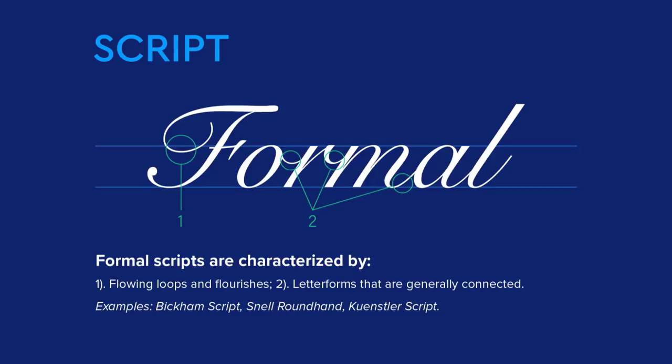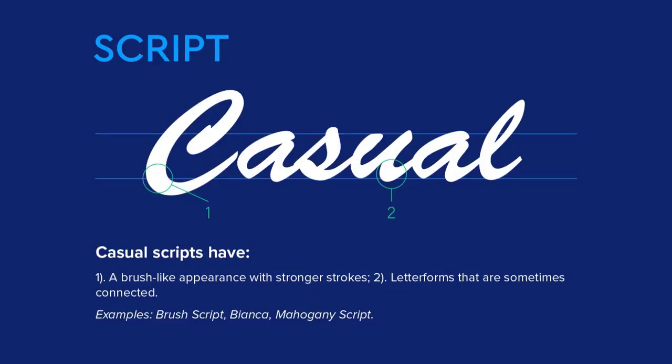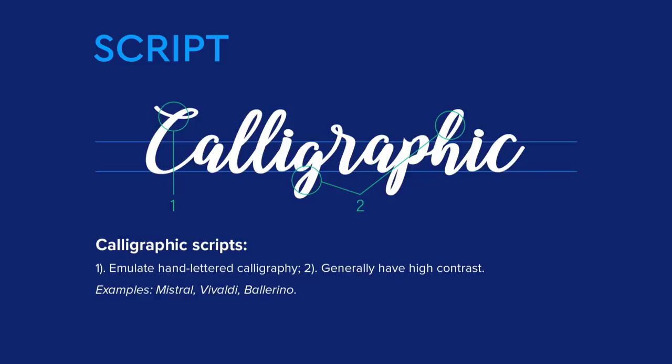The next category that falls under script is called casual. In the casual script, as highlighted in number one, we have a brush-like appearance with strong strokes. With the places highlighted as number two, we have letterforms that are sometimes connected. Examples of fonts that fall into this category are Brush Script, Bianca, and Mahogany Script.